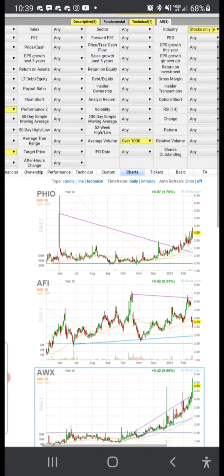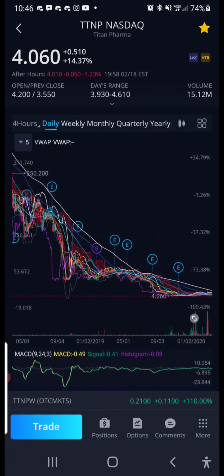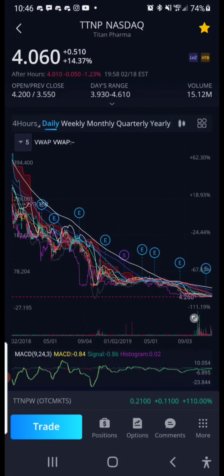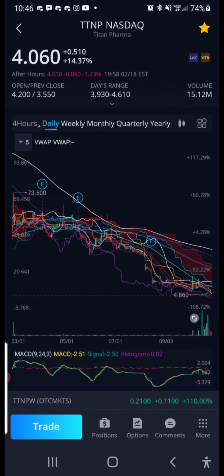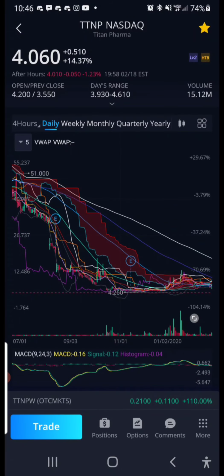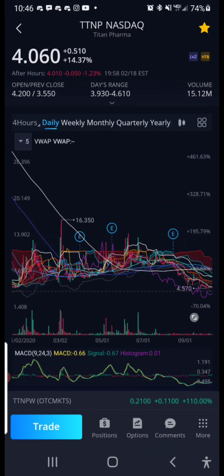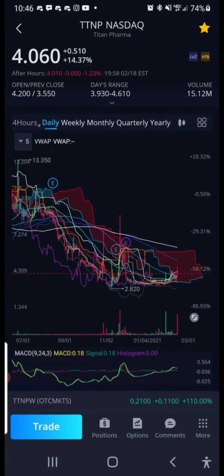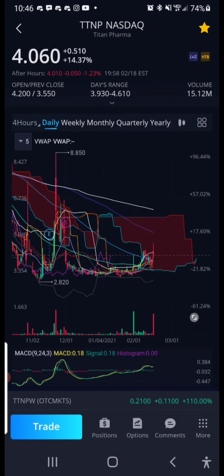We're gonna look at the first one, TTNP, that's Titan Pharma. That was the one with the double bottom support. Yeah, look at this daily chart. They've been coming down. Oh yeah, there was definitely a reverse split here. 1 for 6. Okay. And since then, it just hasn't really started to recover up until this year. Had a nice little drop in September. Yep, there was that split.